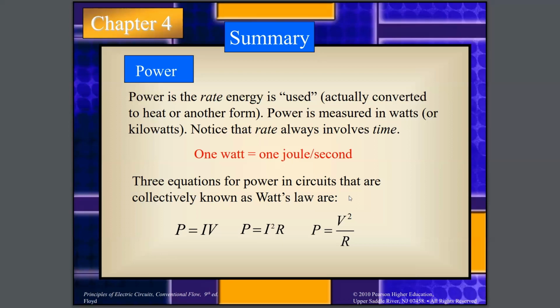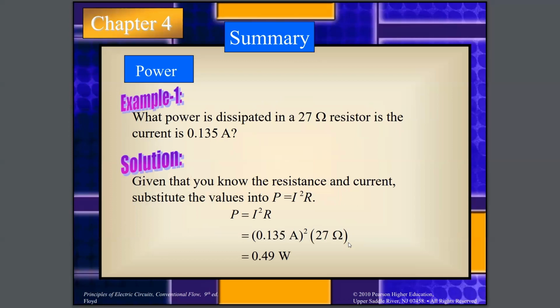Three equations for power in circuits are collectively known as Watt's law. So how do we calculate power? If we have a circuit and we know the voltage and the current, we can multiply them and we get power. If we have current and resistance, we can also calculate the power. And if we have voltage and resistance, we can also calculate the power that is used. Power tells us how fast energy is converted from one form to the next. And we have some examples here just to show you what we're talking about.